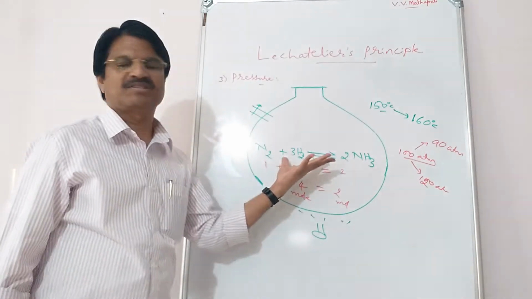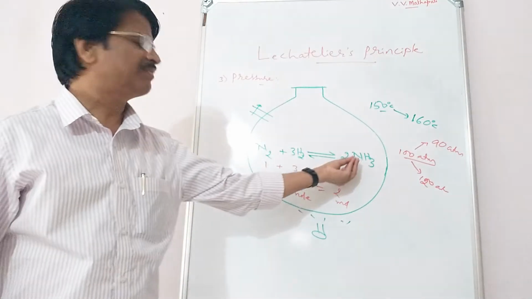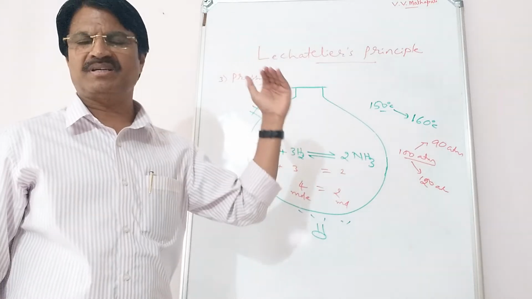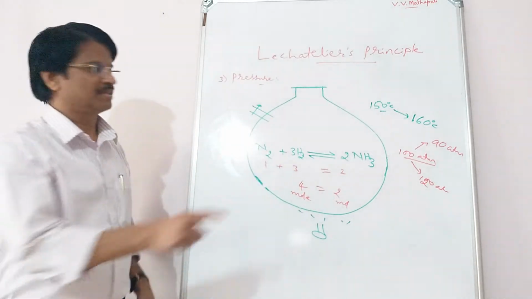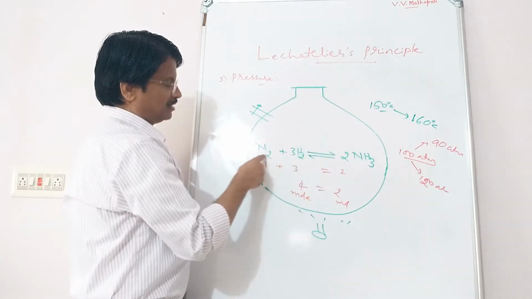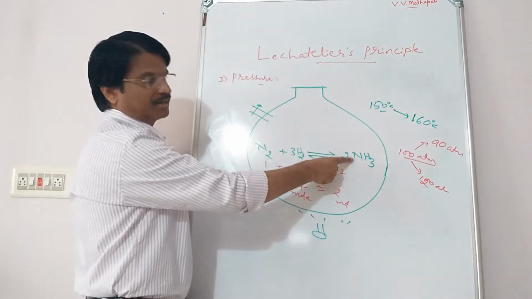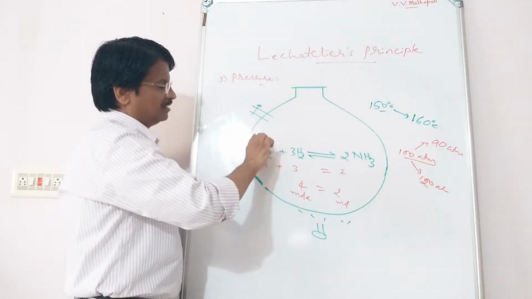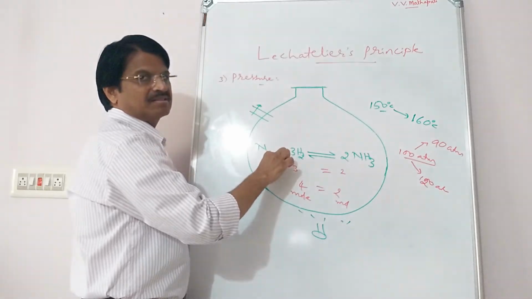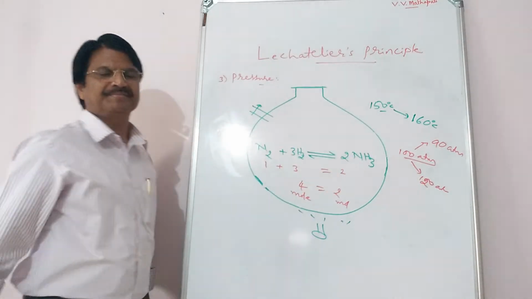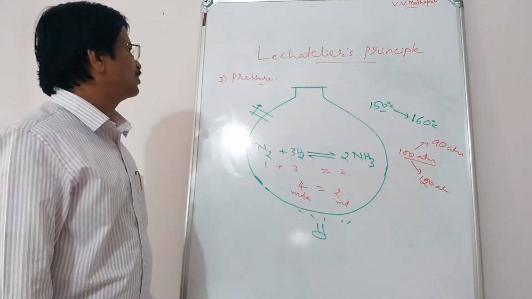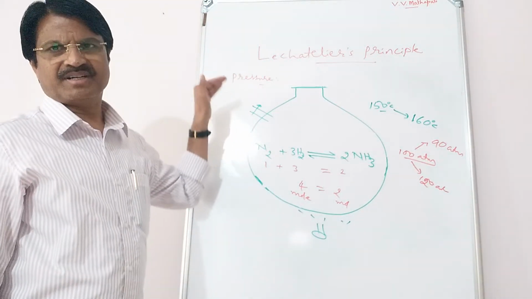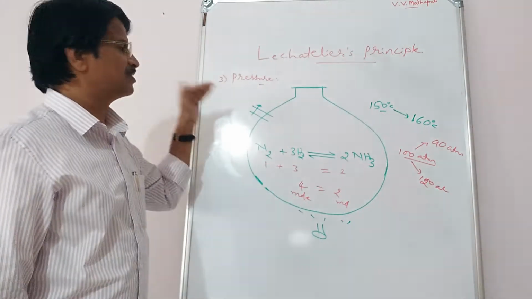Therefore, in this reaction, to get a good yield of ammonia, do we have to increase or decrease the pressure? The answer is increase the pressure, because more yield of ammonia occurs when the pressure is increased. Then more and more reactants react to give product ammonia. So this is about the effect of pressure, effect of temperature, and effect of concentration.